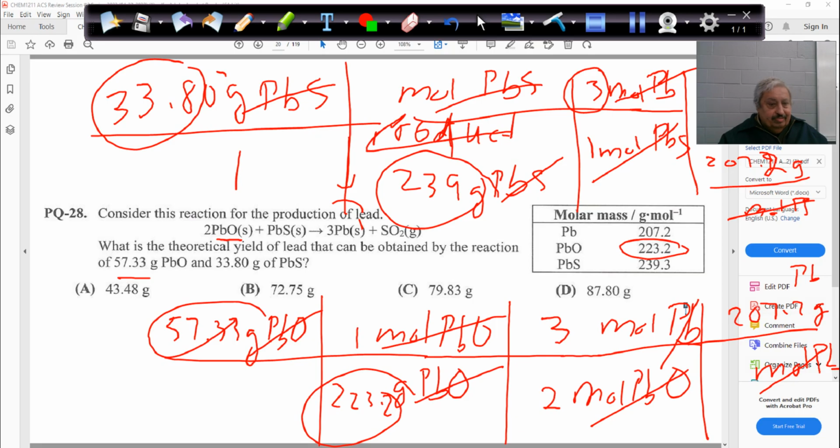Where is the answer, and which is limiting? Your answer will be based on the limiting. Which one is limiting here? I can visualize. This is the same value, correct? This is the same value. However, this one here is 223, 239. This is larger. I think this one will be limiting. This one is smaller, right?